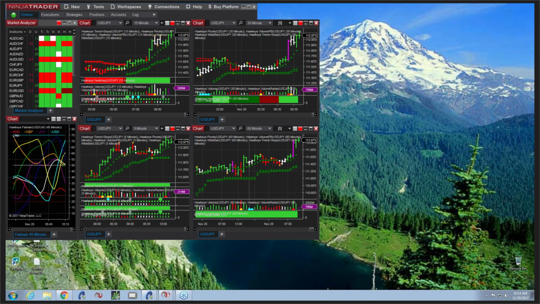I don't know if I can open TradingView right now. My developer's using it. Let me see if I can. I'll probably boot him out, but let me see if I can open that up. TradingView.